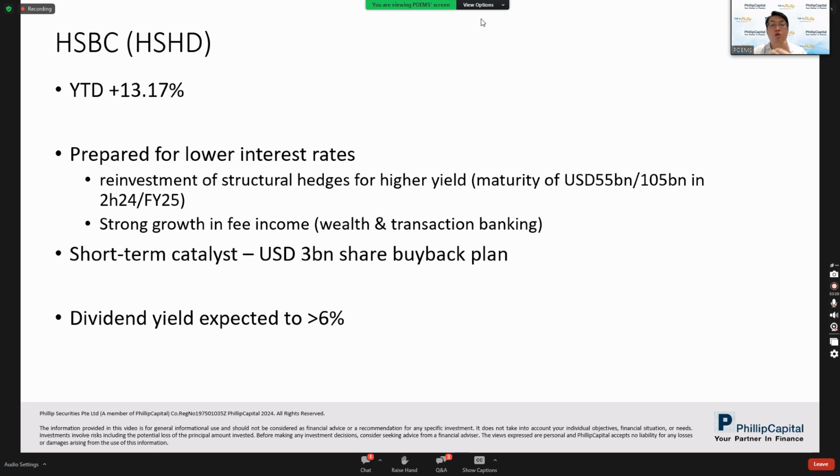And in terms of the short-term catalyst for the share price for HSBC, they do have a 3 billion share buyback plan that's already been ongoing. So that might also support the share price of the bank itself.